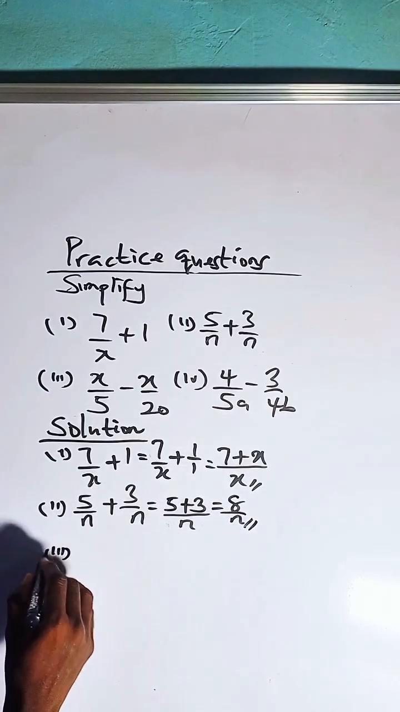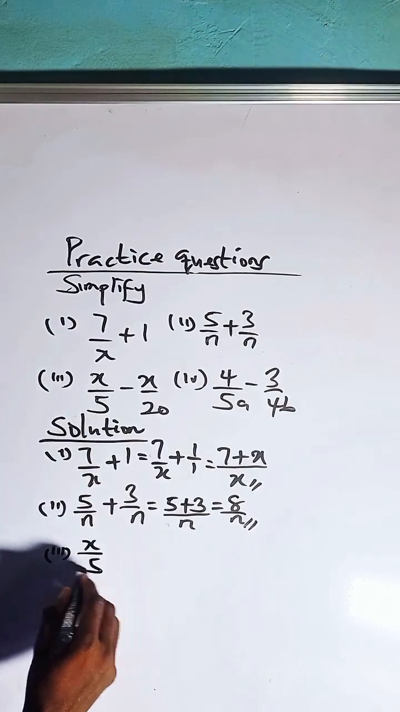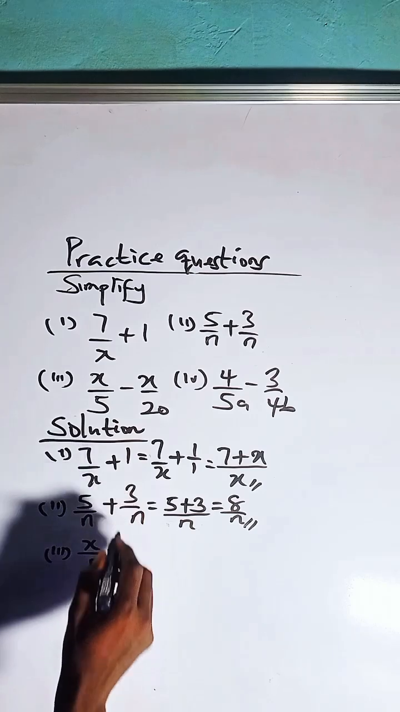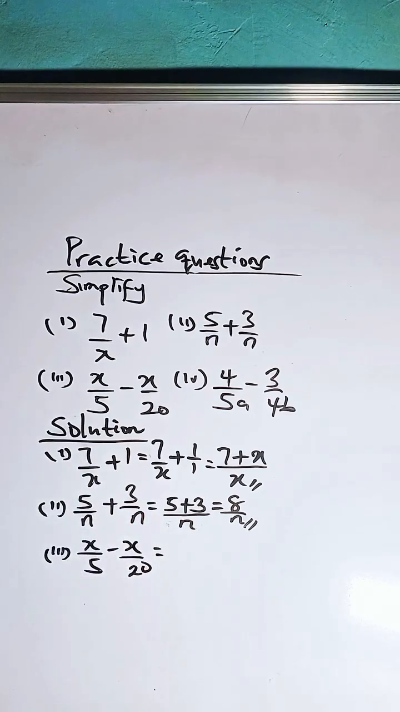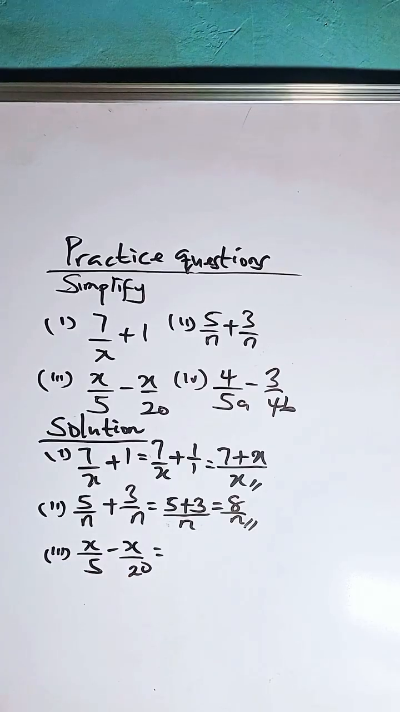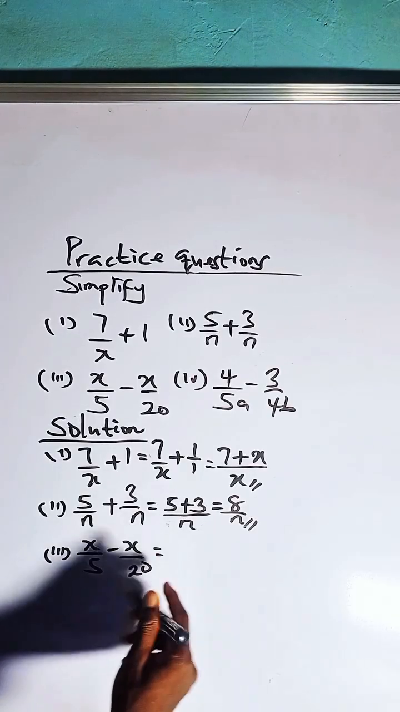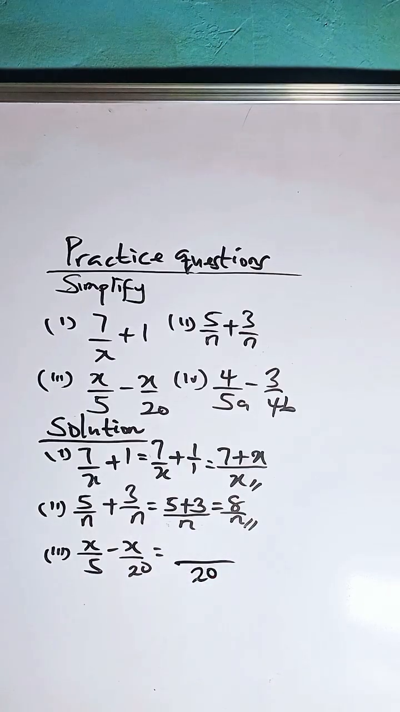And for the third one, we have x over 5 minus x over 20. So what do we need to do? We just look for the LCM of 5 and 20. The least common denominator of 5 and 20 is 20. So how do we get that?